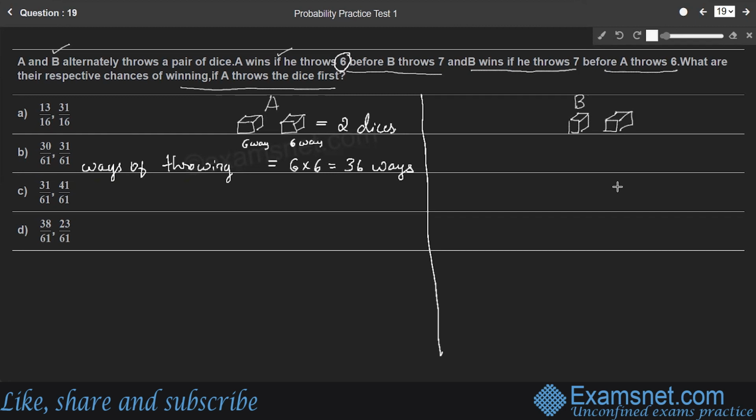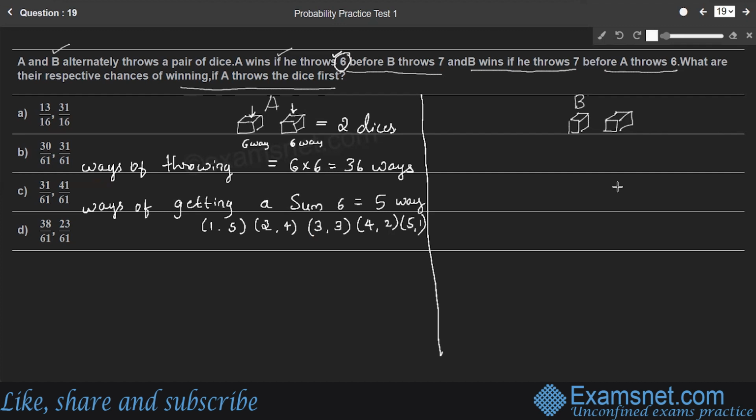In 36 ways, in how many ways does he get the sum of 6? That means the sum of two top faces should be equal to 6. So we'll consider ways of getting sum 6. If the first top face is 1 and the second top face is 5, you will get sum 6. 1 plus 5 is 6. If the first is 2 and the second is 4, you will get 6. If both top faces are 3 and 3, you will get sum 6. Top faces 4 and 2 give the same sum, and 5 and 1 give the same sum. There are 5 ways of getting a sum 6, so out of 36 ways, you will get the sum 6 in 5 ways.